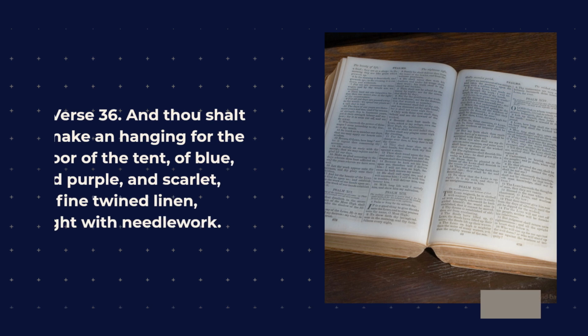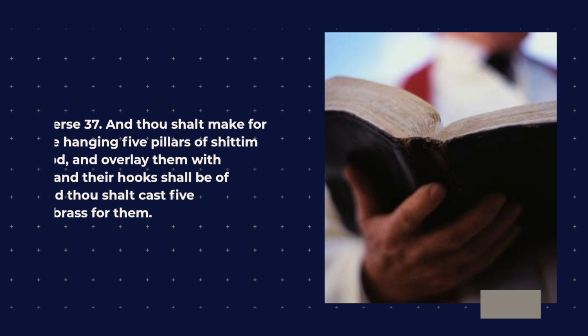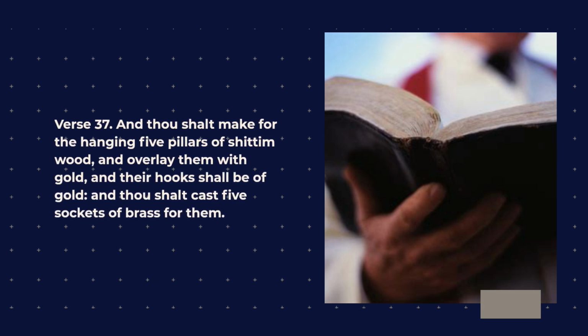Verse 36. And thou shalt make an hanging for the door of the tent, of blue, and purple, and scarlet, and fine twined linen, wrought with needlework. Verse 37. And thou shalt make for the hanging 5 pillars of shittim wood, and overlay them with gold, and their hooks shall be of gold, and thou shalt cast 5 sockets of brass for them.